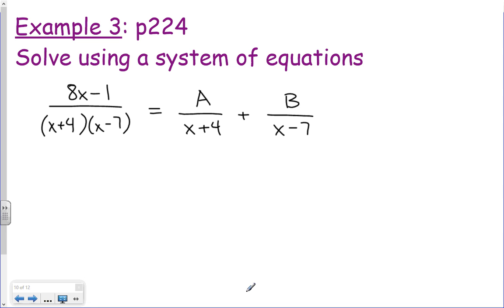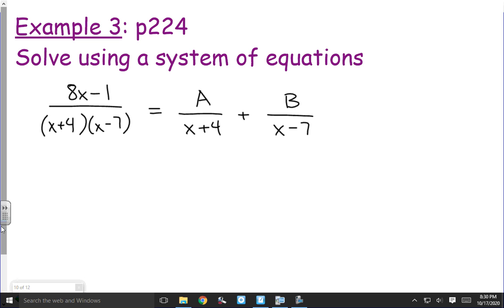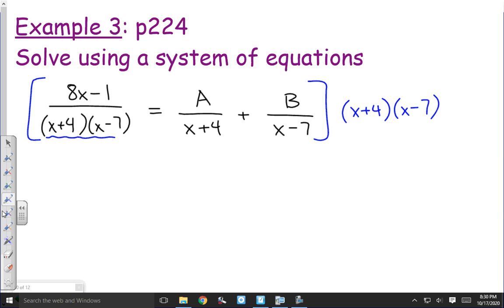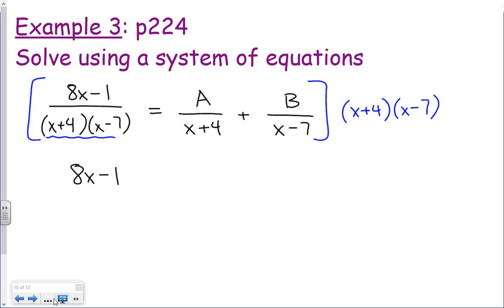The way to solve this is we're going to take this whole equation and multiply the whole thing by the denominator that I see over here on the left side. So we're going to multiply everything by (x + 4)(x - 7). I'm multiplying both sides of this equation by that quantity. Basically what I'm trying to do is get rid of the fractions. Notice what happens on the left side when you do that. That turns out to be pretty nice because the x + 4 in the numerator and the x + 4 in the denominator will cancel out. The x - 7 in the denominator cancels out with that other x - 7. So this just turns out to be 8x - 1. That's really nice.